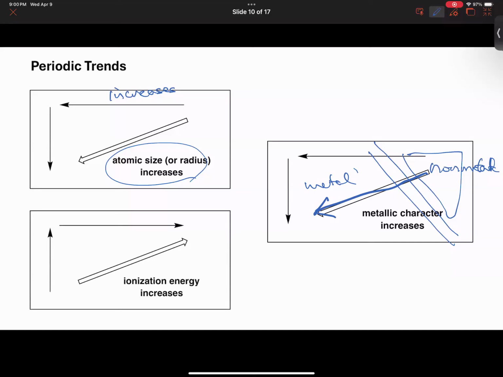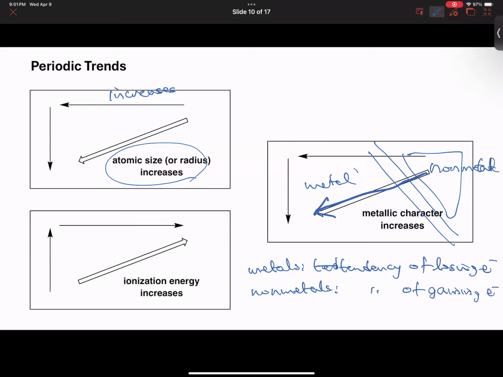And next one, ionization energy. Remember, metals have a tendency of losing electrons. So we are using a small amount of energy to take an electron away from metals. Non-metals have different tendencies. They have a tendency of gaining electrons, so it takes a large amount of energy to take electrons, making a positively charged ion. So it takes more energy. So ionization energy is increasing from the left hand side down corner to the right hand side up corner.